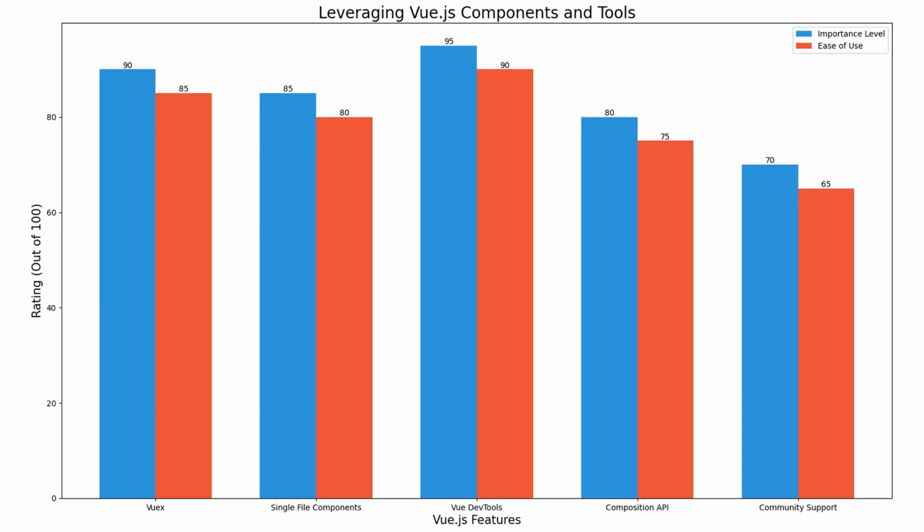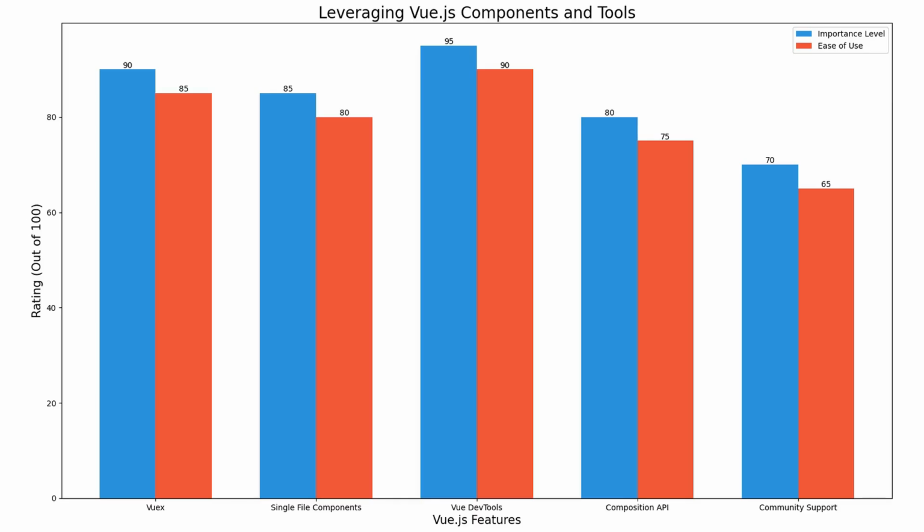The displayed figure is a grouped bar chart titled Leveraging Vue.js Components and Tools that compares two metrics, importance level and ease of use, across 5 Vue-related features: Vuex, single file components, Vue Dev Tools, Composition API, and community support. Each feature has 2 adjacent bars with numeric labels on top, showing ratings out of 100. Now, if we take a closer look, some key patterns really jump out.